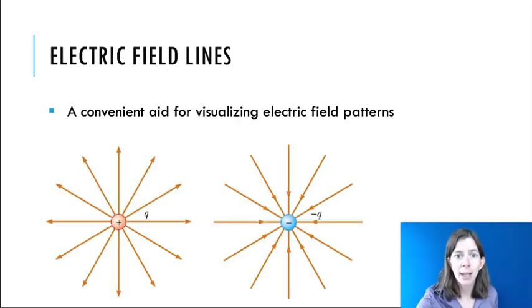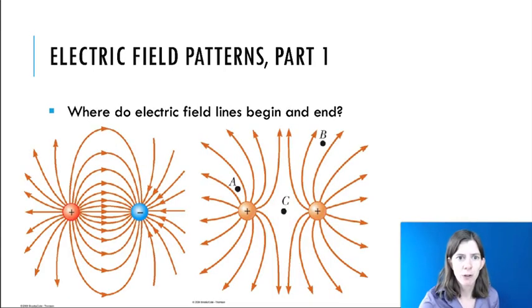So now that we know that, we can use electric field lines to help us visualize these electric field patterns. So this picture shows what we just saw in the previous one, that the electric field points away from the positive charge and it points toward the negative charge. By using these electric field lines, we can figure out a couple more things about the electric field. They give us a little bit more information. So the first thing is, where do electric field lines begin and end?